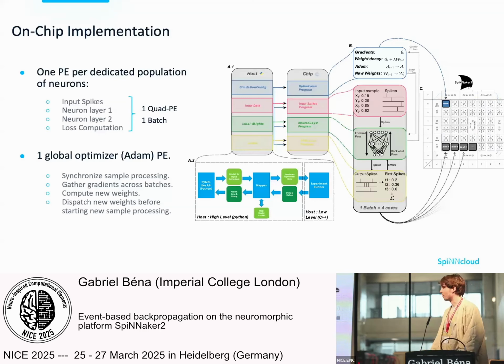There are also a few details on the exact structure of how the host and the chip interact, but I'm not going to get into this too much. Basically, there's a high-level Python experiment runner where we can define the network and relevant quantities, which then interacts with a lower-level experiment runner in C++ that then interacts with the chip.